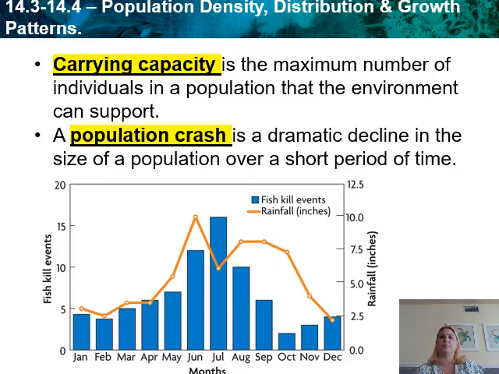Population crash is a dramatic decline in the size of the population over a short period of time. So you can see here rainfall and fish kill events. This actually is showing that as the rain increased, our fish that died off from this kind of rain also increased. Okay, and you can see that as this increased, we had a population crash here, where it's a dramatic decline in the size of the population over a really short period of time.